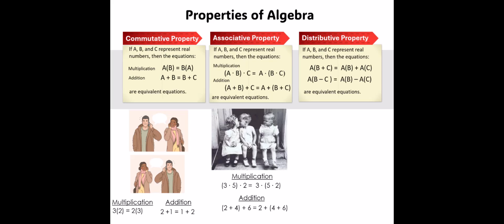What about the distributive property? That says if A, B, and C represent real numbers, then the equations A times parentheses B plus C is the same thing as if I distributed or multiplied A into the parentheses. That would be A times B plus A times C. It's the same if I have A times parentheses B minus C. Then I would just have A times B minus A times C. And those are equivalent equations.